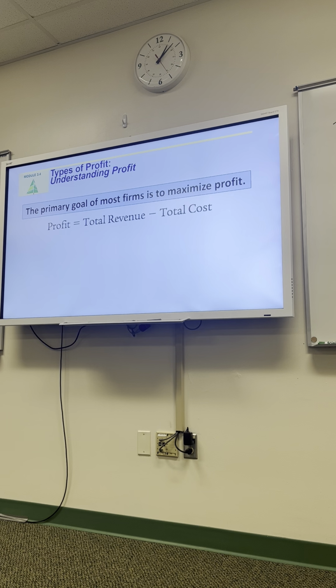Okay, this is important. The primary goal of most firms is to maximize profit. In a market economy, this is the number one goal, always. Even when firms are doing things that seem civically minded or sort of like they're doing a service project or something that's beneficial to others, trust me, at the bottom of the list is altruism, but more important is the bottom line, okay?